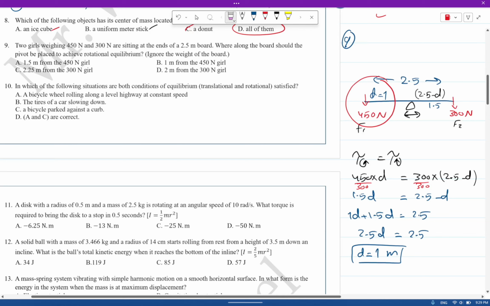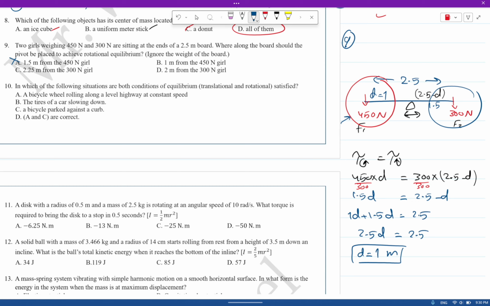But 1.5 from what force, or which girl? From the 300 Newton girl. Now we can check the options. Option A here says 1.5 meter from the 450. This is 450. So is it 1.5? No, it is 1. So option A is incorrect.